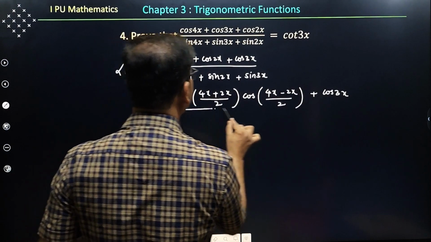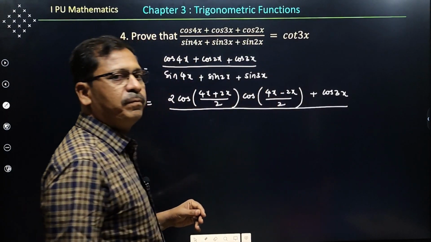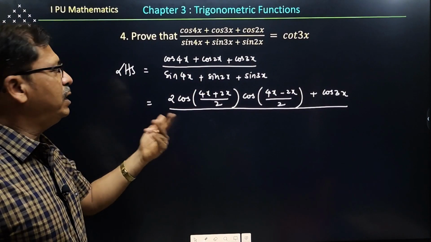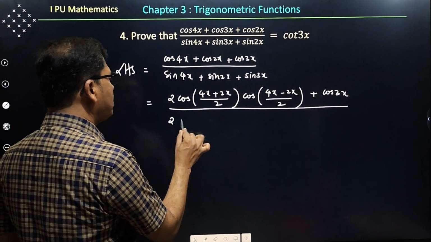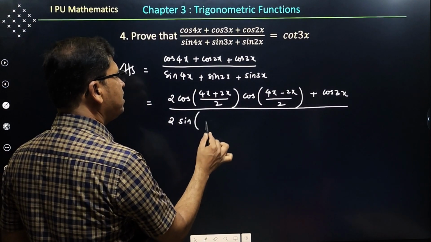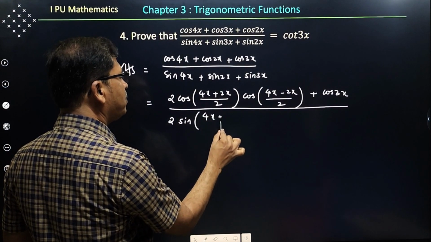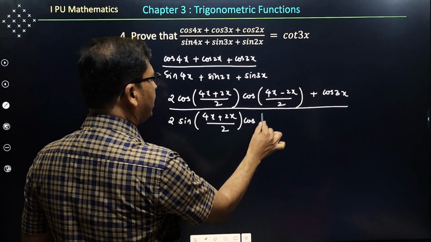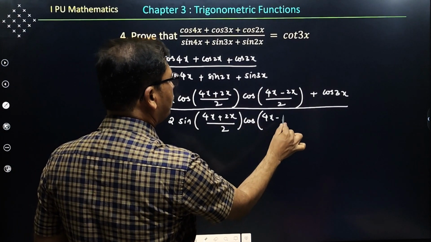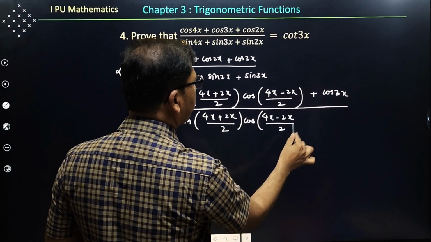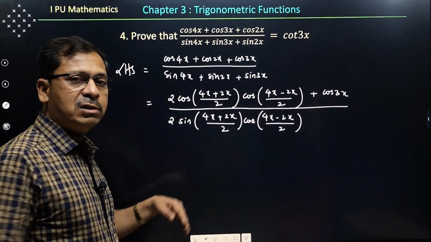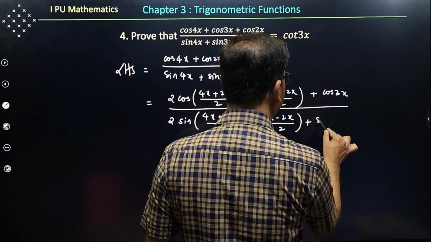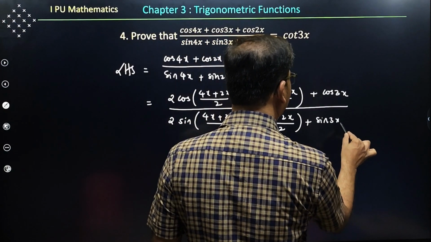Further, as a whole, this is divided by, what to take? Sin c plus sin d is 2 into sin of (c plus d) divided by 2, that is (4x plus 2x) divided by 2, into cos of (c minus d) divided by 2, (4x minus 2x) divided by 2. Next, lastly, what is there? Plus sin 3x is there, and you write that sin 3x as it is.